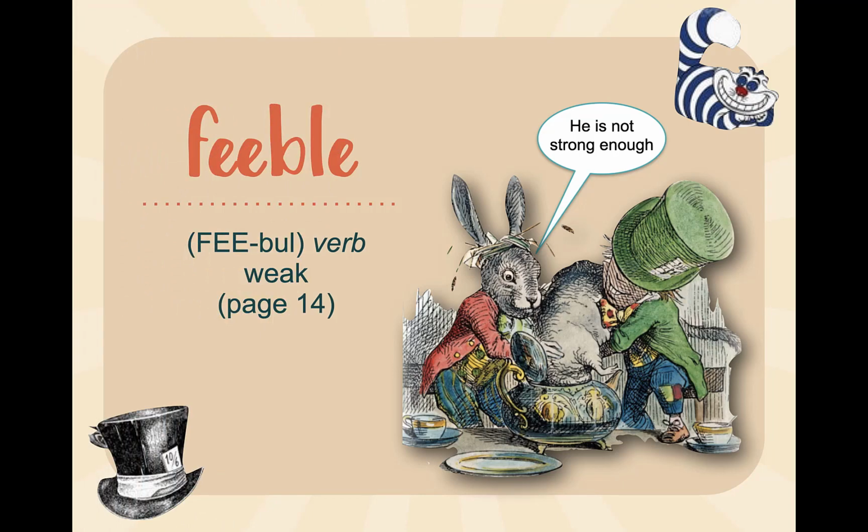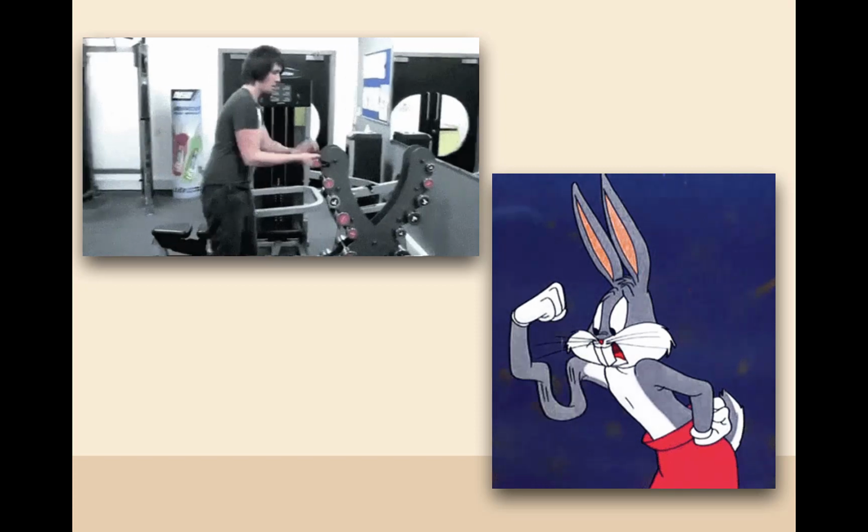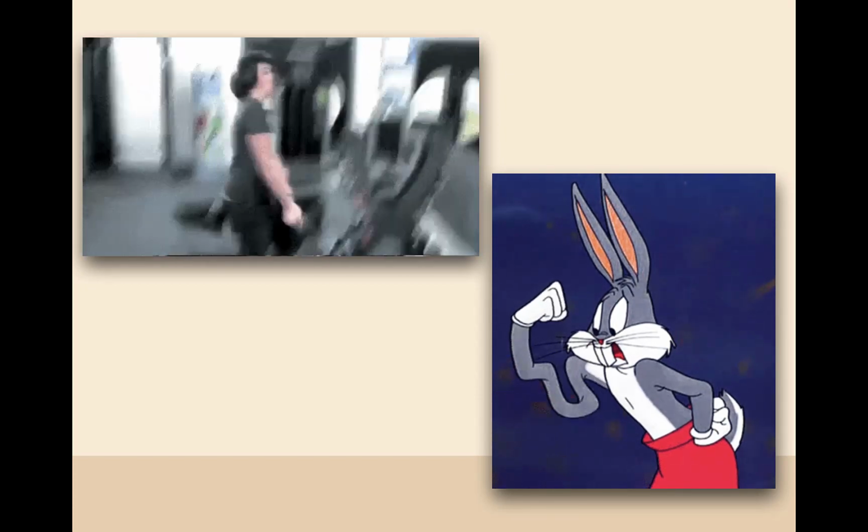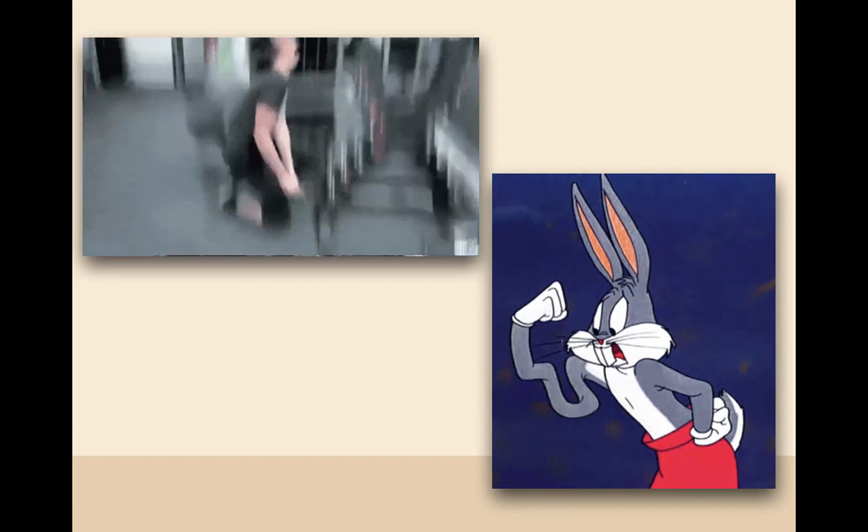Feeble. Feeble is a verb. It means weak. It can mean they're not strong enough to do something physically or mentally. So you might not be strong enough to get up and move or do something. You're feeble, you're very weak, you need some extra help. So that's what some of these examples are like. Usually when we hear the word weak, we think we're not as strong as we could be.